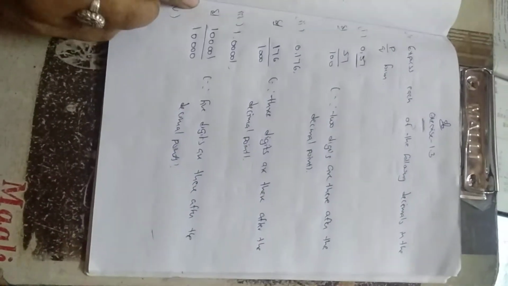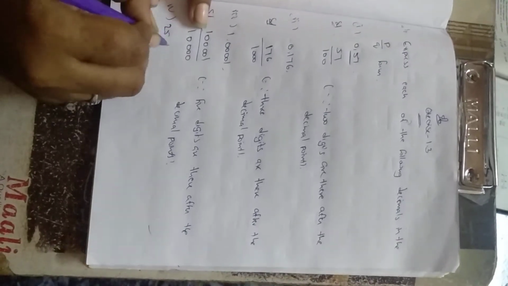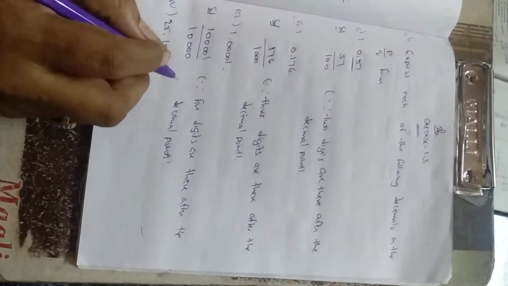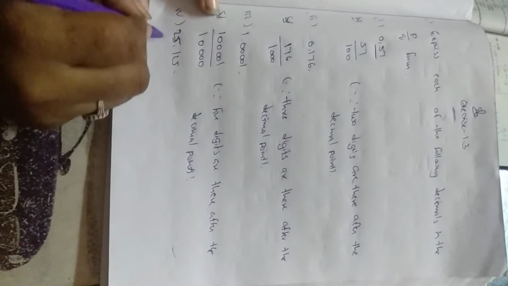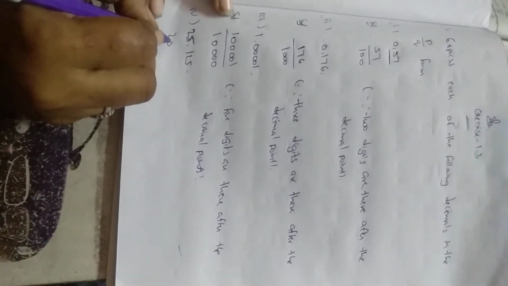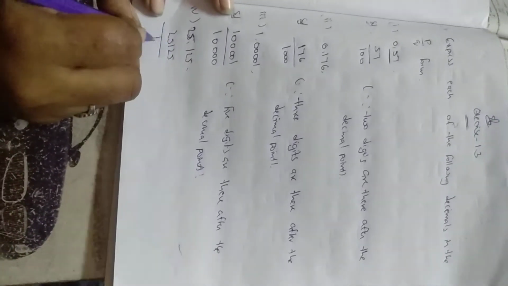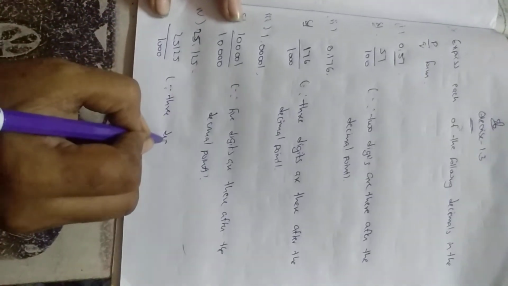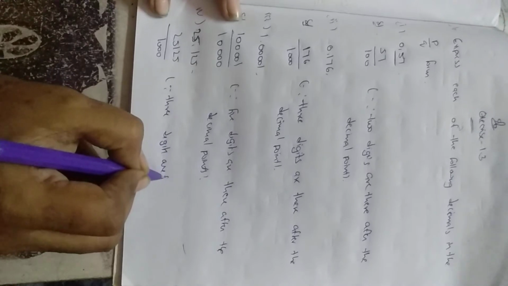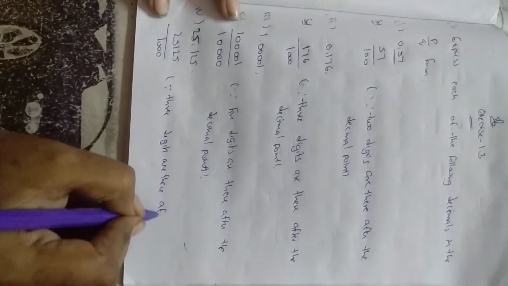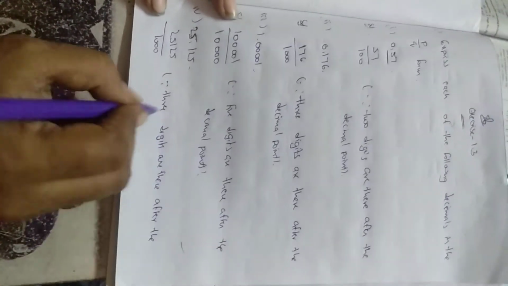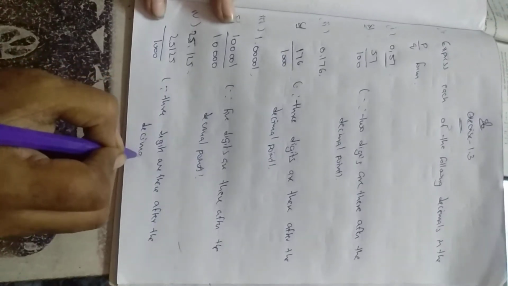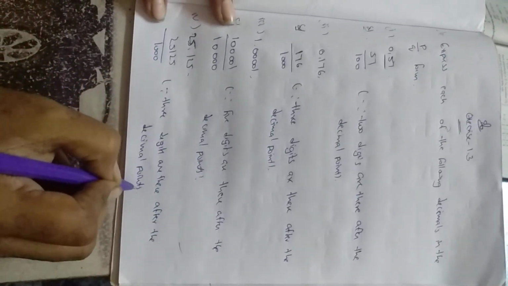Next, fourth one, 25.125. So 25125 divided by 1000. Here 3 digits are there after the decimal point. So first one is completed.